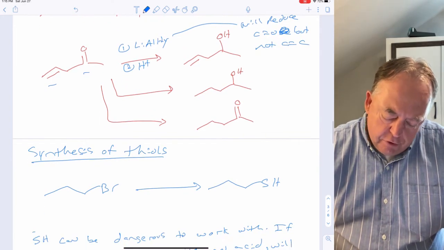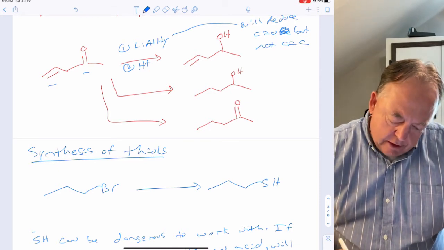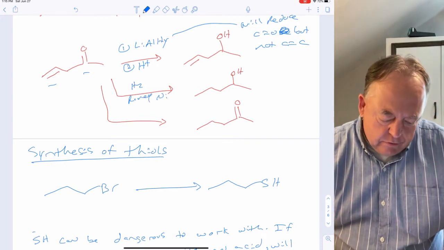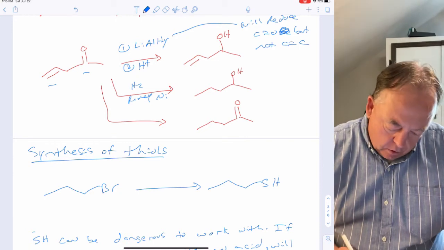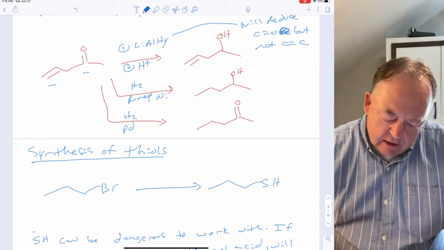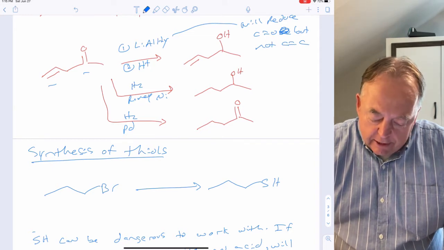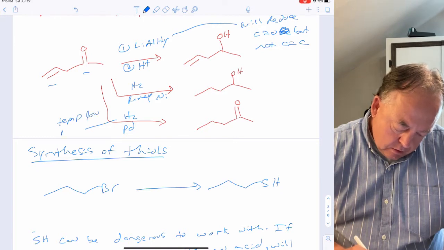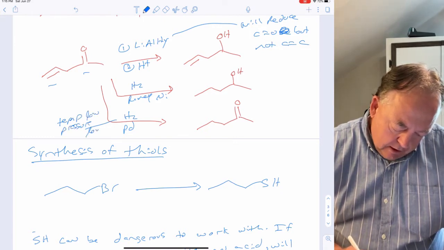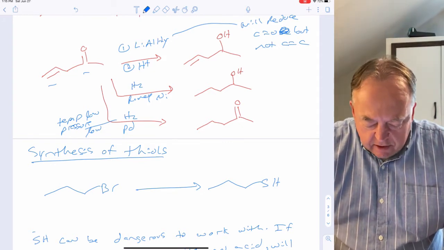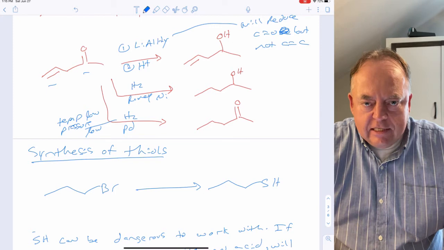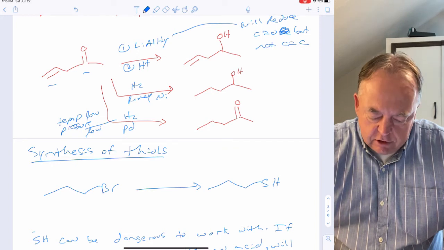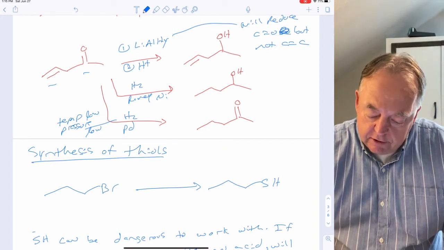And if you want to reduce both, then you can use H2 and Raney nickel. And if you just want to reduce the C double bond C and not the C double bond O, then you can use H2 and a less reactive catalyst, something like palladium, and you would have to keep your temperature low. And keep the pressure of the H2 gas low, and then you should be able to reduce the C double bond C without reducing the C double bond O, especially if you follow the reaction closely so that you can stop it if you see the C double bond O starting to react.